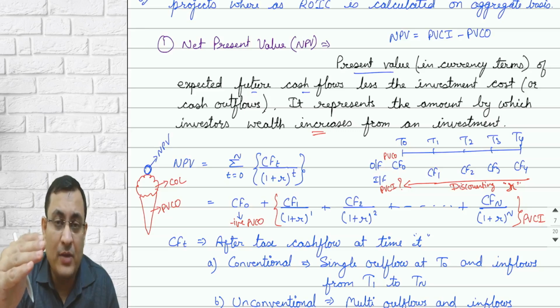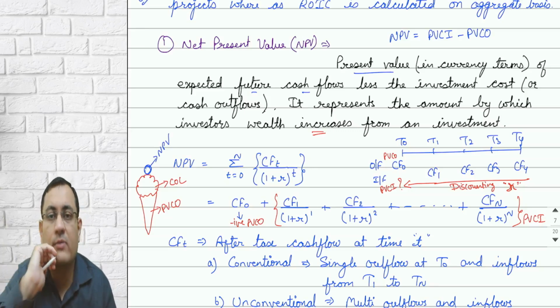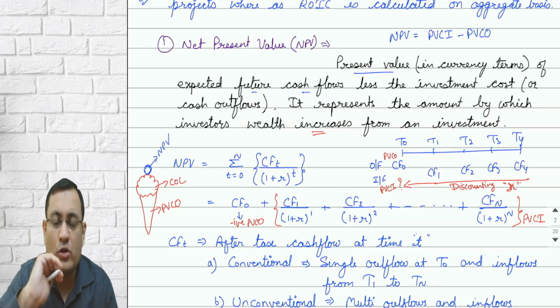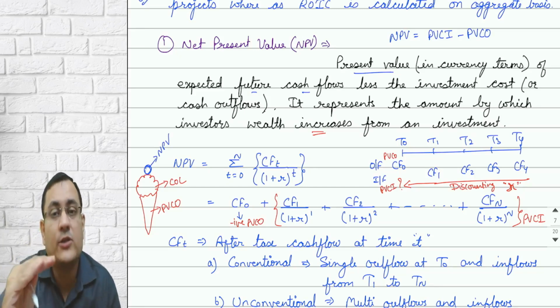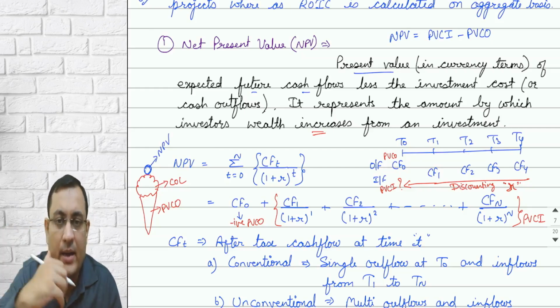Third, if NPV is negative, then in that case you should not be investing. Why should you not be investing? It means you are not generating sufficient profit, what the investor is asking. We will take a numerical example.